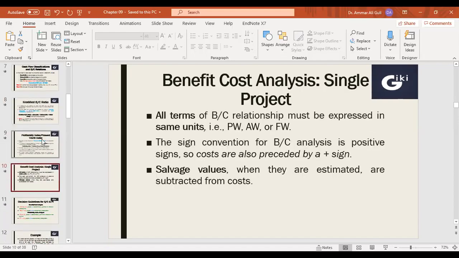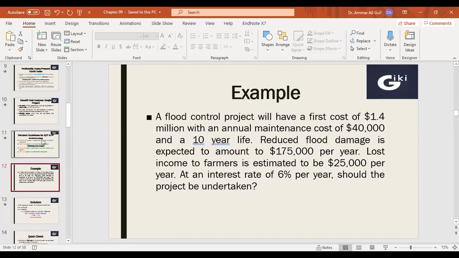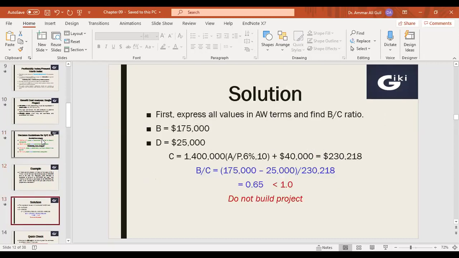Now the selection criteria for the projects on the basis of benefit cost analysis and profitability index is that if benefit cost ratio and profitability index is greater than or equal to 1, the project is acceptable. If benefit cost ratio or profitability index is less than 1, the project is not feasible. Then we discussed a few examples related to benefit cost ratio.